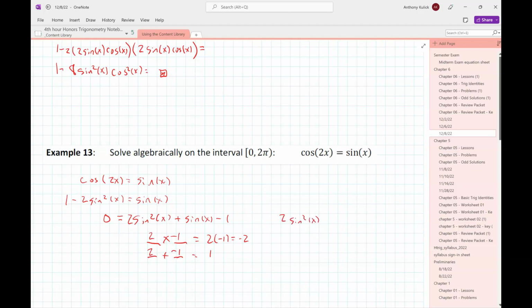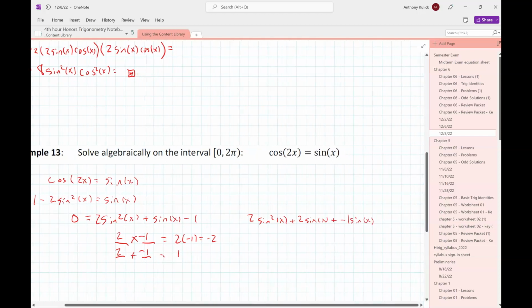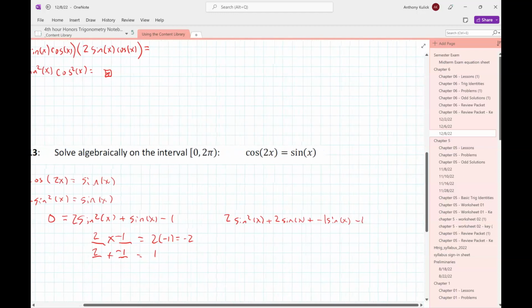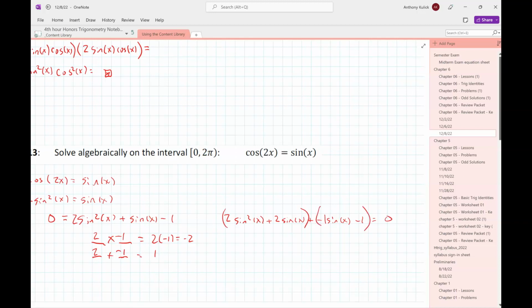What that allows me to do is rewrite the linear term sine x as 2 sine x plus -1 sine x. That's all equal to 0. I'll make 2 groups where the plus sign is in the middle of the group. I'll factor a greatest common factor from the first group, which should be 2 sine x, and factor a greatest common factor from the second group. That would be a -1.